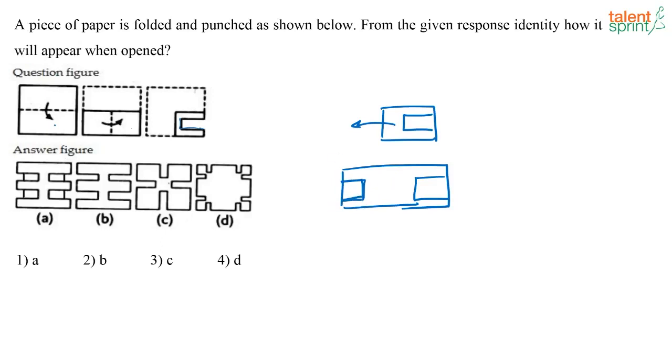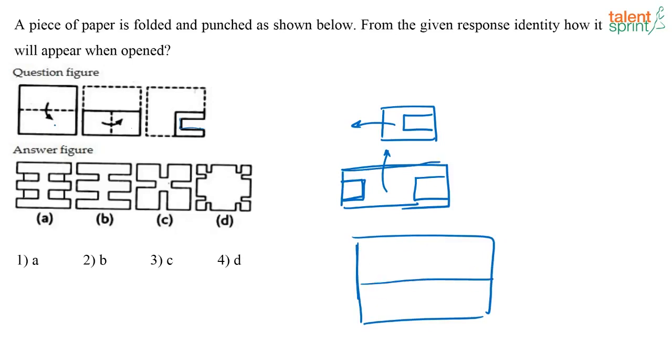Now what am I doing? I am opening it upwards. So basically it's going to be like this, right? This line is here. So when I open it upwards, if there is a cut here, there should be a cut here also. Similarly, if there is a cut here, there has to be a cut here also. So this is how your image will appear after you finish opening it completely, correct?